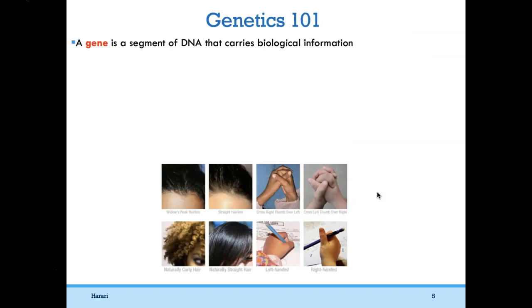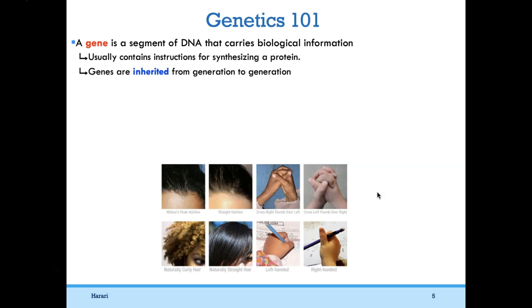So a gene. A gene is a segment of DNA that carries biological information. That information is usually instructions on how to make a certain protein. So we have many genes. Most of those genes specify on how to make a certain protein. And we know that proteins are required for all cellular functions, right? Proteins do the work of the cell. So proteins are like the hardware, and the genes, the DNA, is like the software.